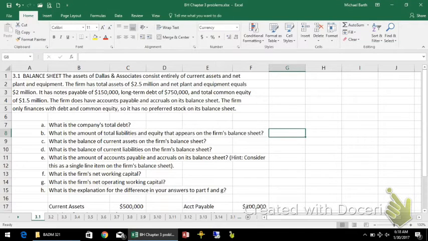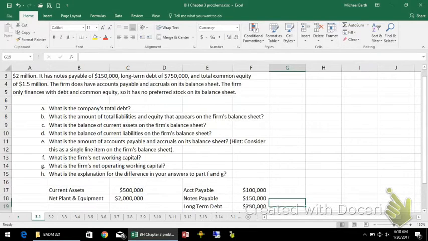This is problem 3.1 from Chapter 3 of Brigham and Houston's Fundamentals of Financial Management, Concise 9th edition. This is basically reproducing a balance sheet for this firm. Given the information up here in the balance sheet, what I've done is reproduce the balance sheet.